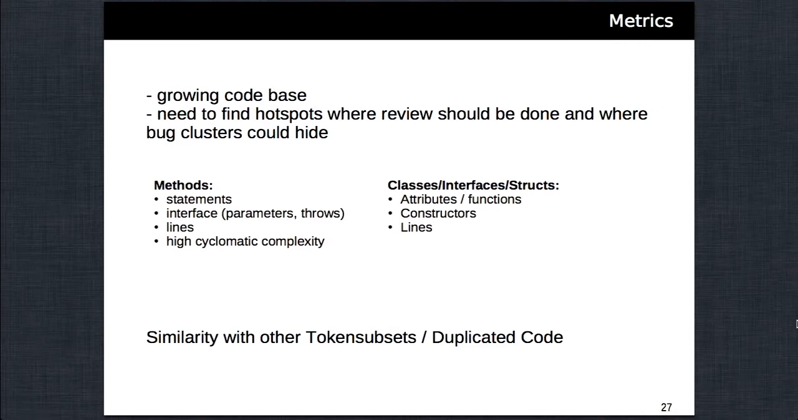And having the AST and an abstract AST, we also can detect similarities between code. So it means we do not allow duplicated code. When code in one class or in two classes looks similar, we just give the developer a hint that he maybe should make a library function out of this.